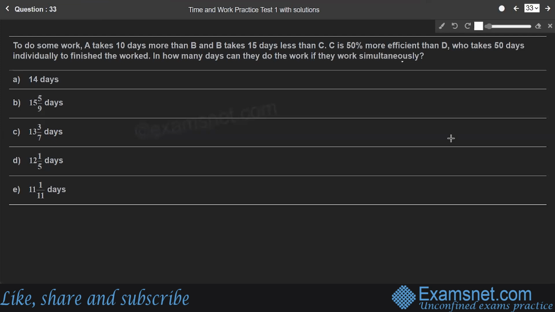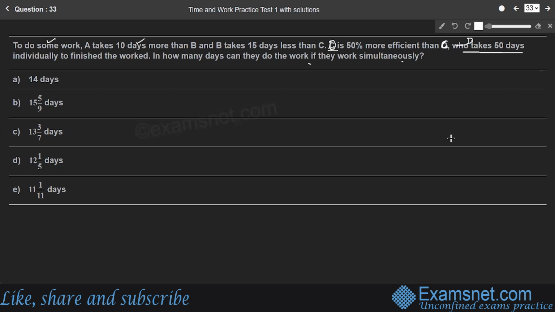Question number 33. To do some work, A takes 10 days more than B. B takes 15 days less than C. Here is a small correction. It should be D is 50% more efficient than C, and D takes 50 days individually to finish the work. In how many days can they do the work if they work simultaneously?